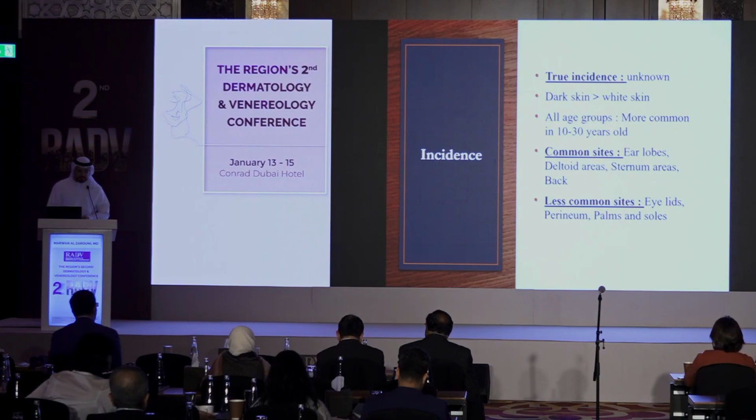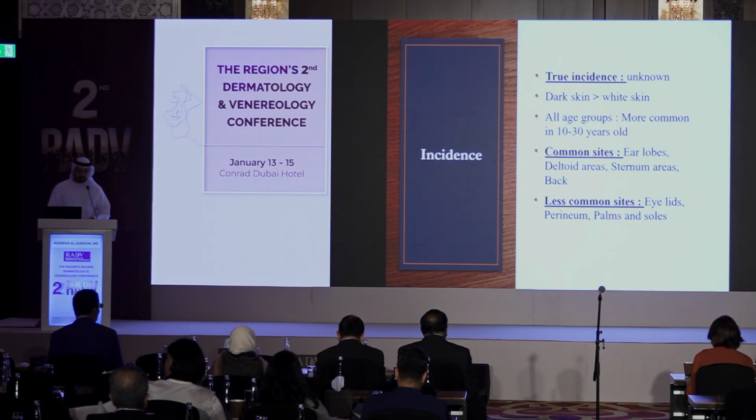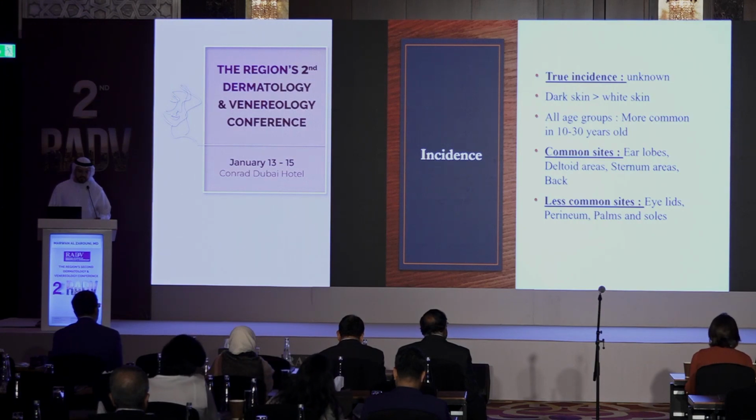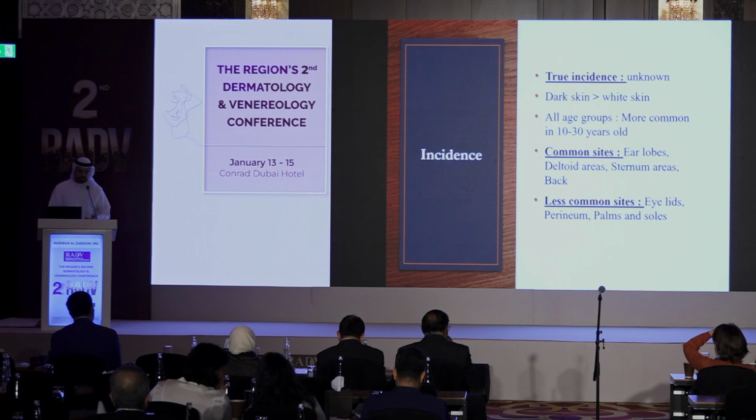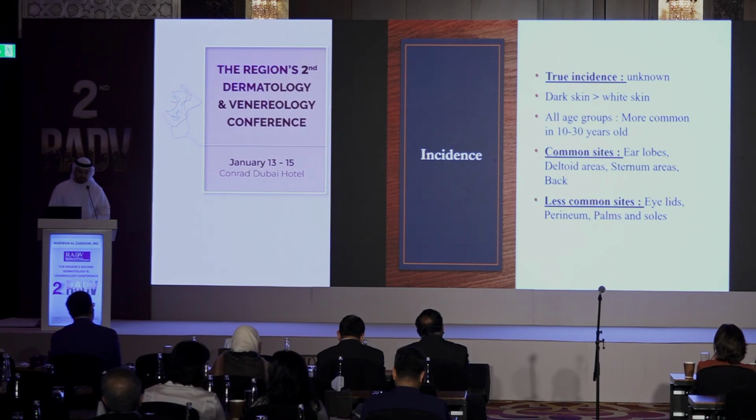The true incidence is unknown, but it is more common in dark skin than in white skin. We have it in all age groups, but commonly between 10 to 30 years old. Common sites are the ear lobes, deltoid areas, sternum areas, and the back. Less common sites are the eyelids, perineum, palms, and the soles.